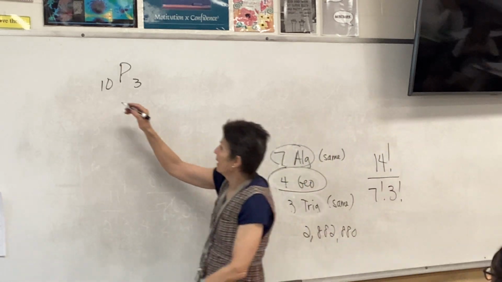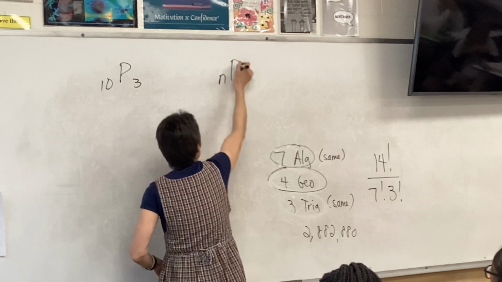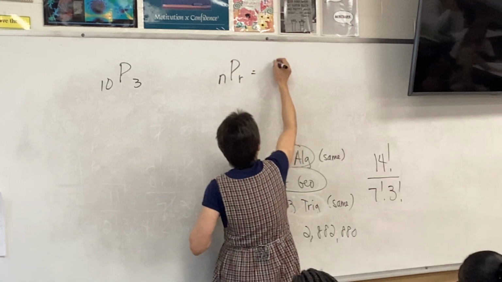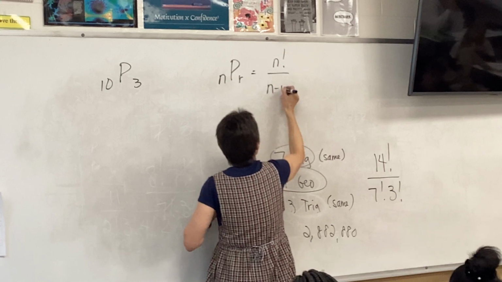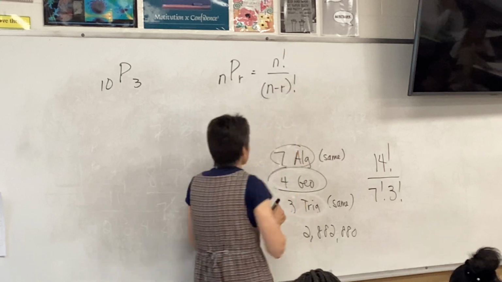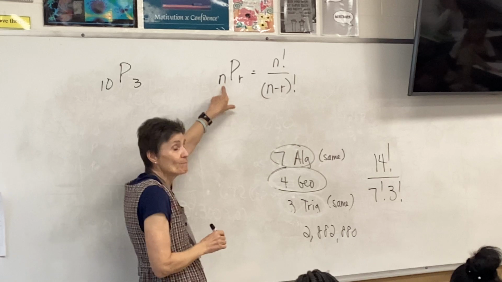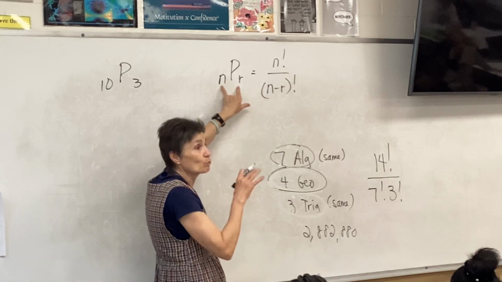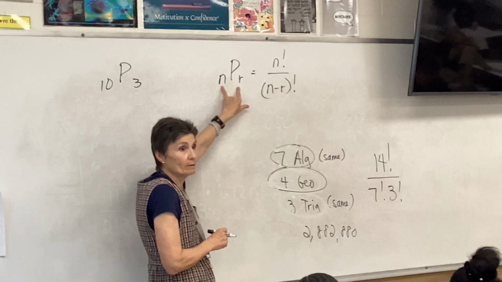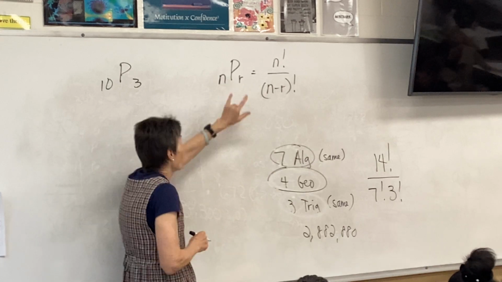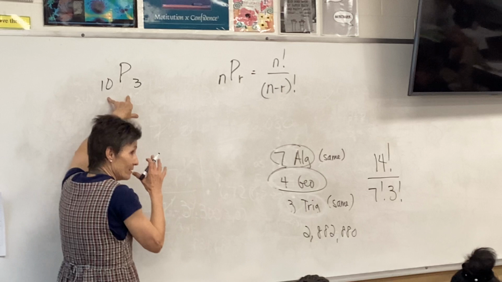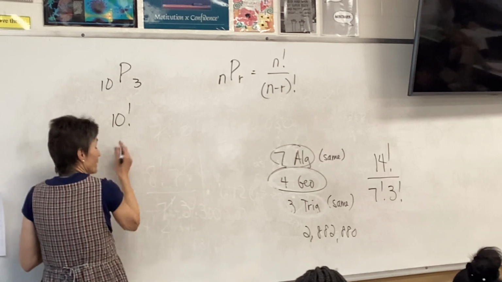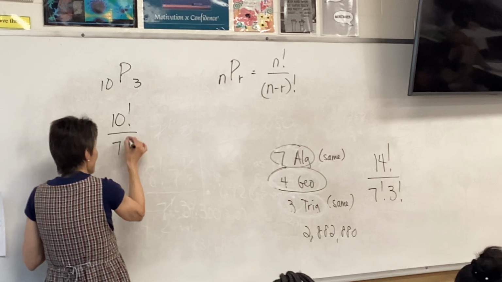The formula for nPr, this is what the button looks like on your calculator. The formula is n factorial over n minus r factorial. So in other words, you take this number, factorial, and divide it by the subtraction factorial. So if I am doing this by hand, no calculator, I'm going to have 10 factorial over 7 factorial.